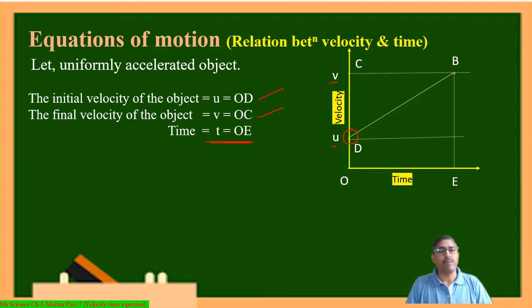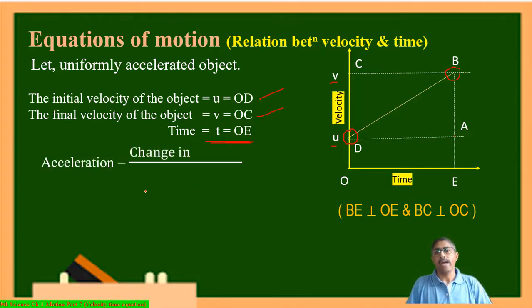Suppose we draw a perpendicular from point B on the x-axis, that means BE is perpendicular to OE, that means BE is parallel to the y-axis, that is OC parallel to BE. And BC is parallel to OE, that is the x-axis. Suppose BC crosses at point A.